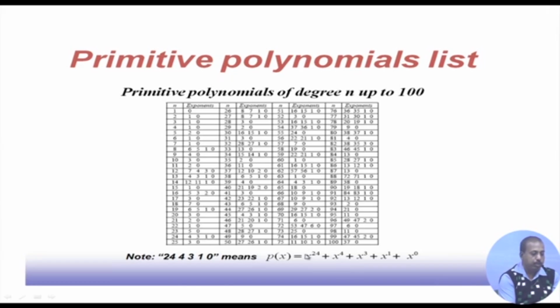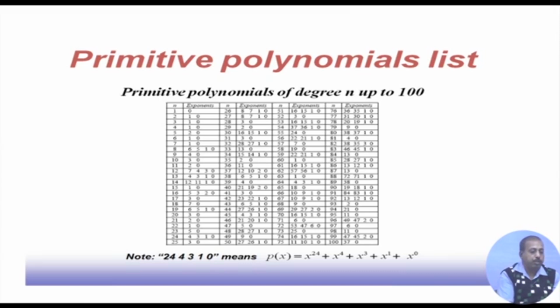So, the x to the power 24 term will always be present, because that is the x to the power n term, but the remaining tapping points will be at 4, 3, 1 and 0. So, this becomes the primitive polynomial for n equal to 24. This list is available up to n equal to 512. So, this list that is available is very big.